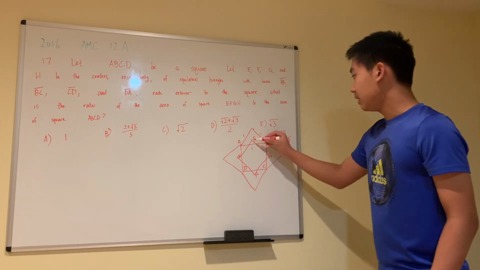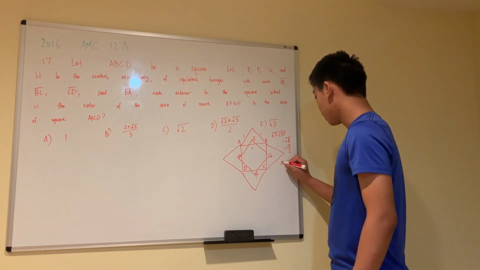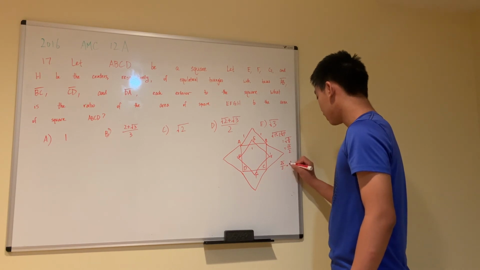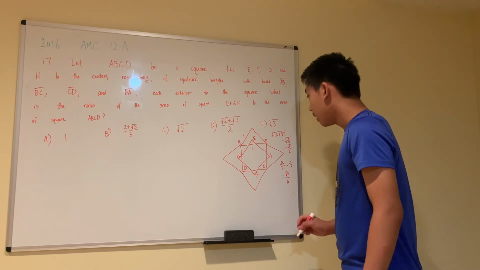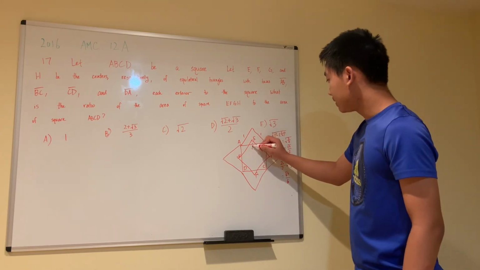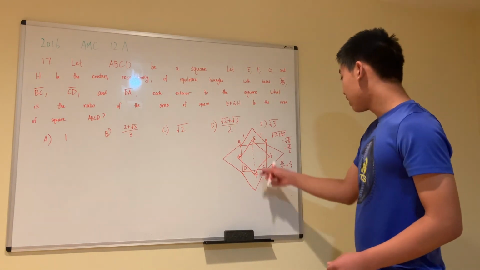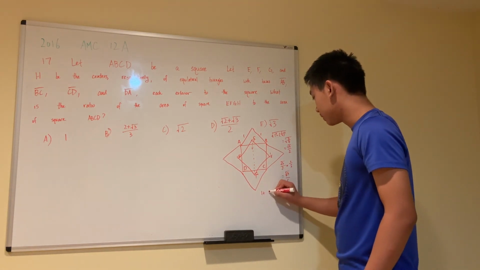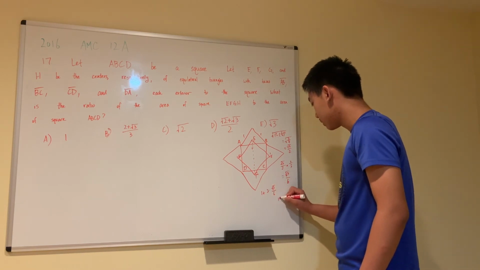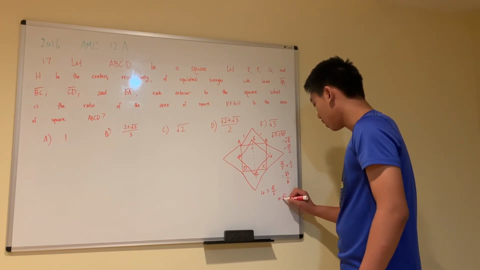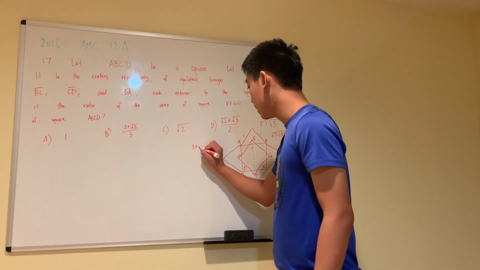And since the distance from E to the base is going to be 1/3 of that, we're going to have √3/2 times 1/3, which is √3/6. Since we're trying to find this diagonal of square EFGH, this diagonal is going to have length 1 plus 2 times √3/6, which is going to be 1 plus √3/3. And this is going to simplify to (3 plus √3)/3.